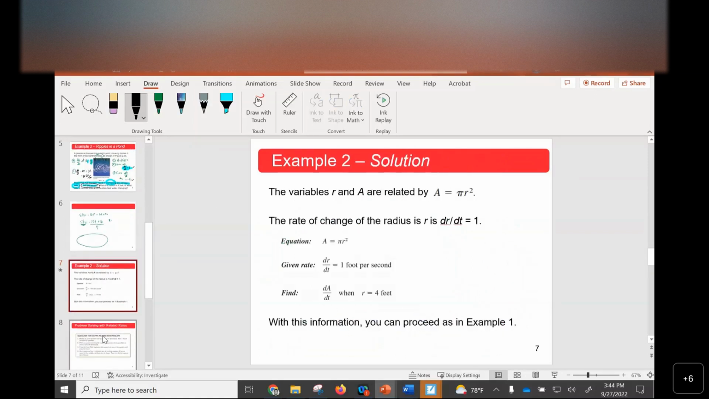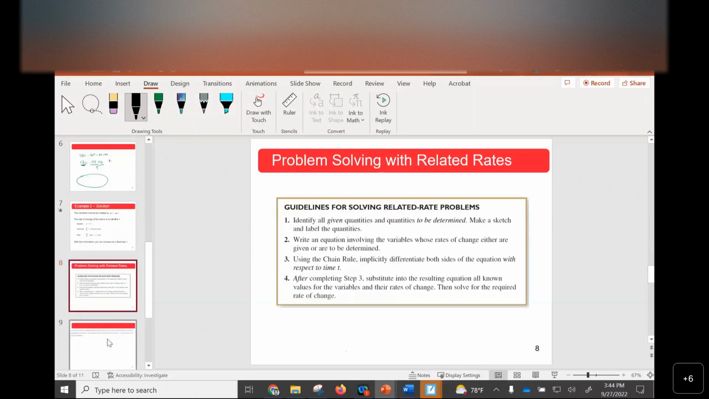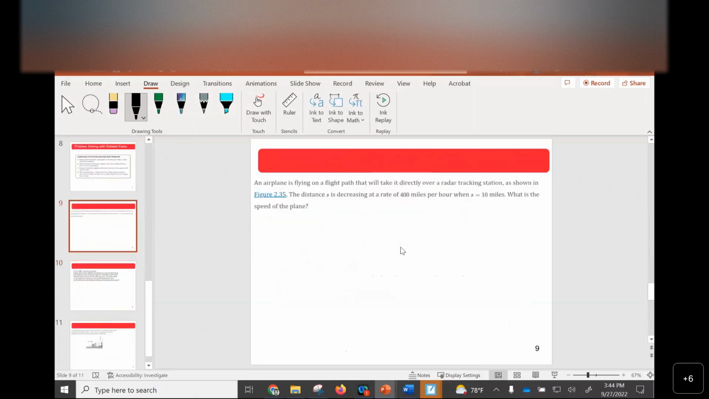Here's how your book does it. Equation, given rate. Oh yeah, that's what I do. And then I have 4 and 5. Here's your guidelines from your book. I don't know if you need all that. You can look that up if you want. That's kind of what I'm doing, sort of. Okay, let's do some more.